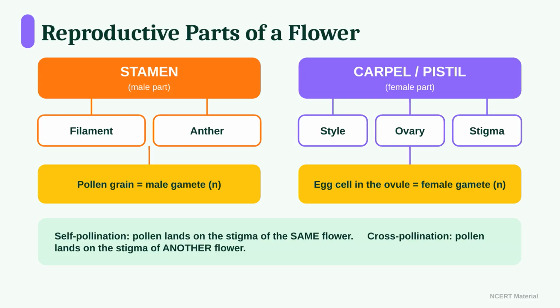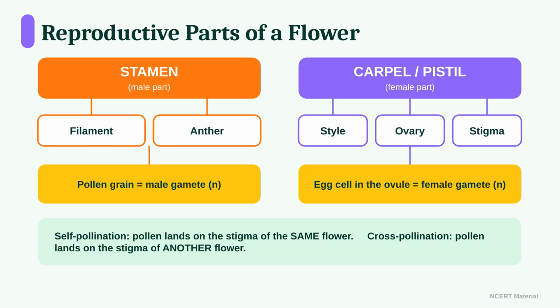The stamen, the male part, is made up of the filament and the anther. Inside the anther, pollen grains develop. These are the male gametes. The carpel or pistil, the female part, is made up of the style, the ovary, and the stigma. Inside the ovary, the ovule contains the egg cell.